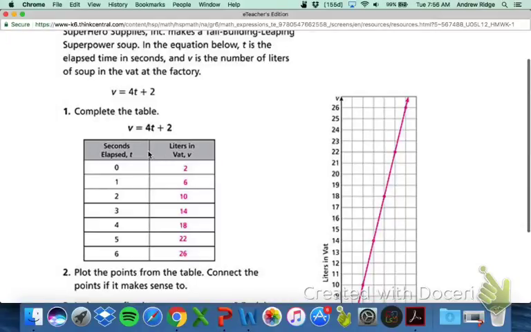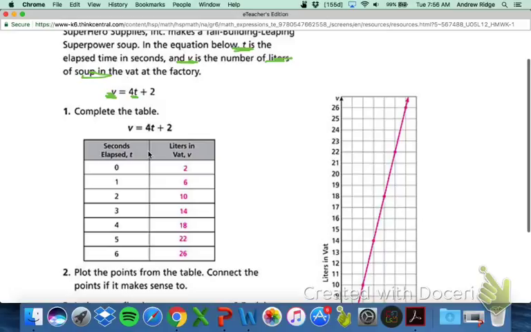Okay, Superhero Supplies Incorporated makes a tall, building leaping superpower soup. In the equation below, T is the number of time in seconds, and V is the number of liters in the soup in the vat at the factory. So it's liters of soup. And we're trying to calculate how many liters of soup are in the vat at any given time.